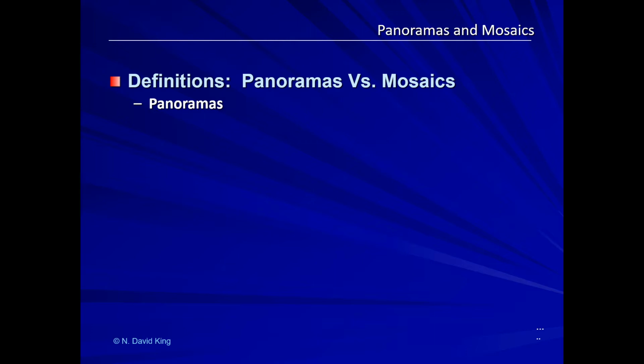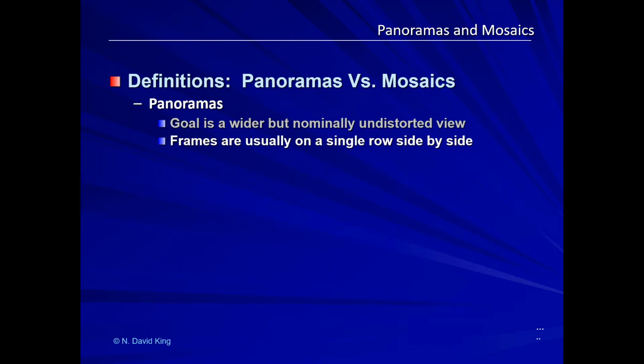So let's start with some definitions. A panorama is a simple goal. It should be wider than a normal view, but it also should be undistorted, so you do not get that kind of barrel distortion you would get with an extremely wide-angle lens. In order to make a panorama, it's usually made of multiple frames, and they are aligned in a single row, side by side.